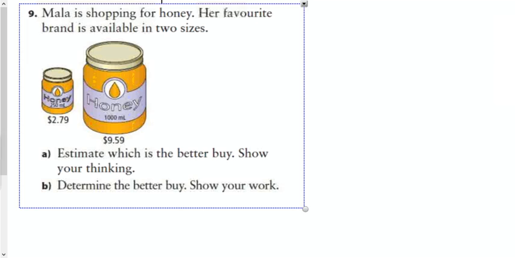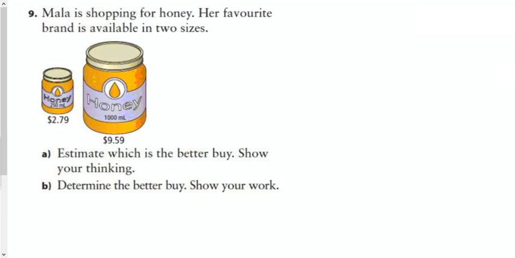There we go. So it says Mala is shopping for honey. Her favorite brand is available in two sizes.